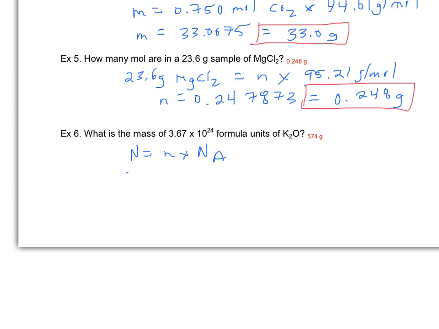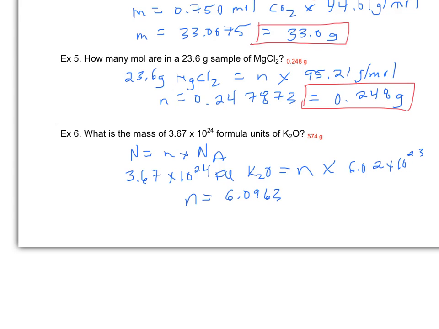When I sub in what I know, I've got 3.67 times 10 to the 24 formula units of K2O. And I can sub in what Avogadro's number is, because it's a constant, and solve for the moles in the sample. In order to do that, I'm going to take my formula units and divide it by Avogadro's number. That gives me 6.0963 and some more digits on my calculator, but I'll just write down the first 5.